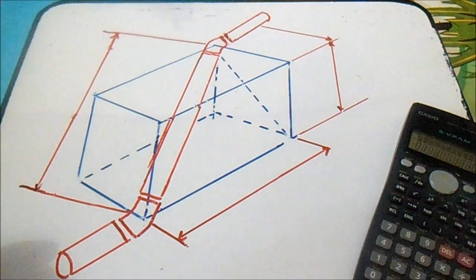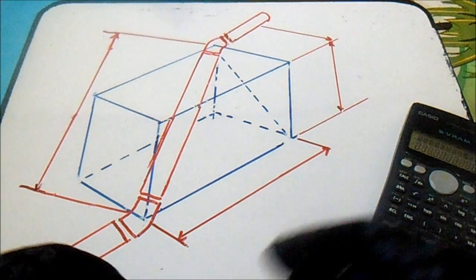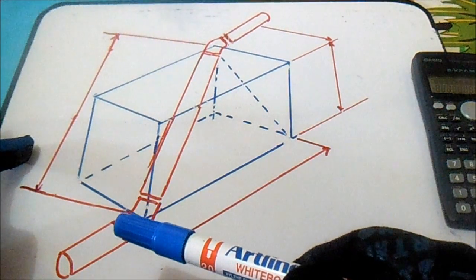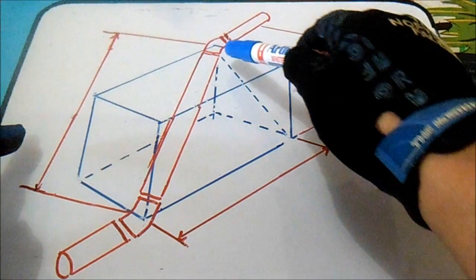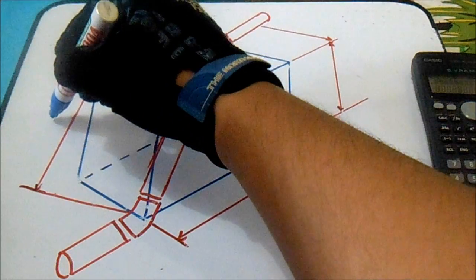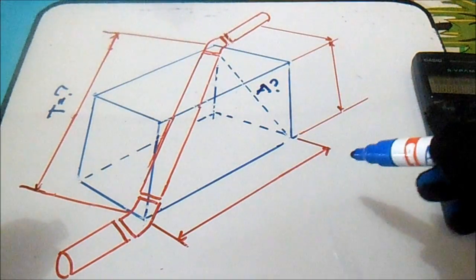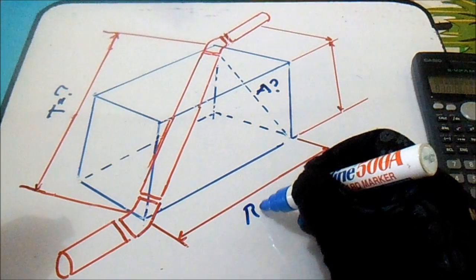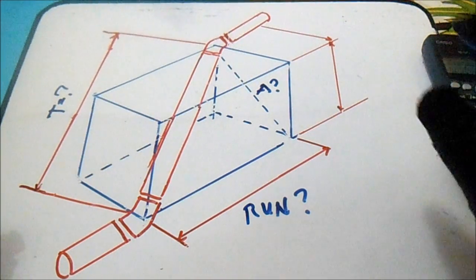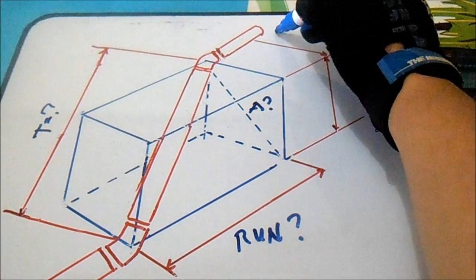So this is a 45 degrees rolling offset. Now we will compute the travel, and also this letter A question mark, and also this travel question mark, and also this run question mark. So the only given is this roll.